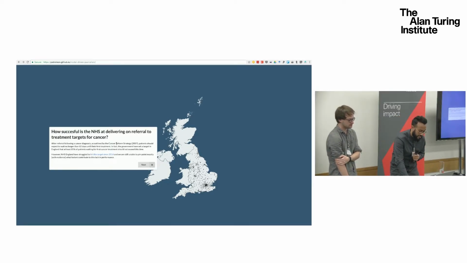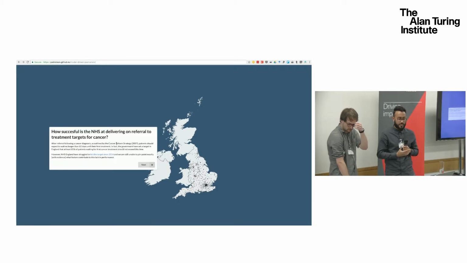So this all comes from the cancer reform strategy back in 2007, where they decided that they wanted to aim for cancer patients to be seen within 62 days for the first cancer treatment. And the government also set a target to achieve it at least 85% of the time.